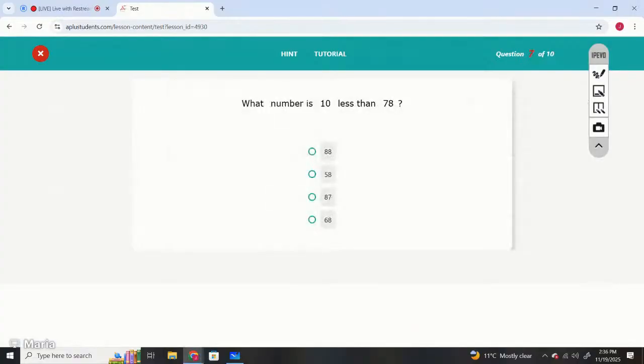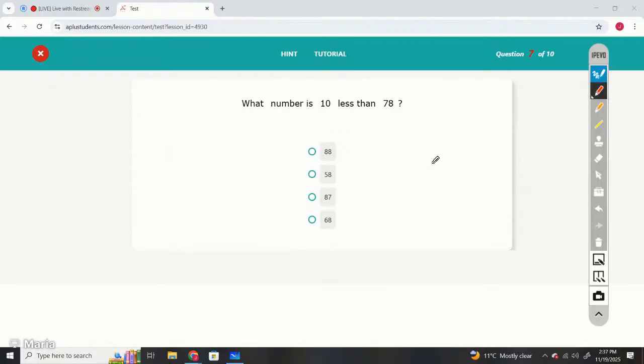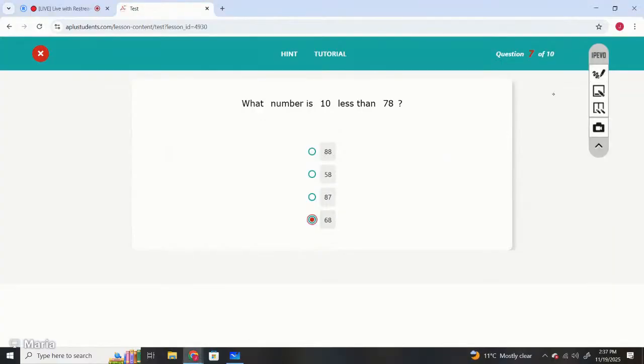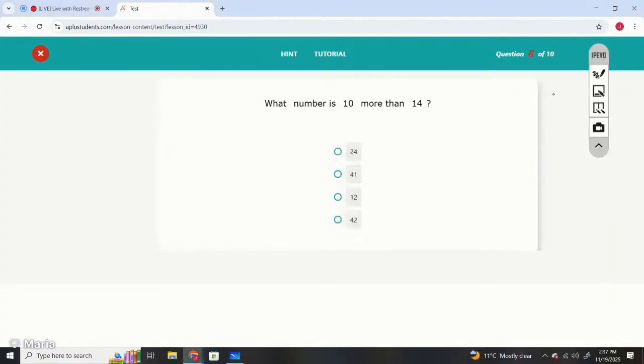What number is 10 less than 78? So we need to subtract 1 from the tens digit. So 7 minus 1 is 6. So that is, very good, that is 68. Option number, option.